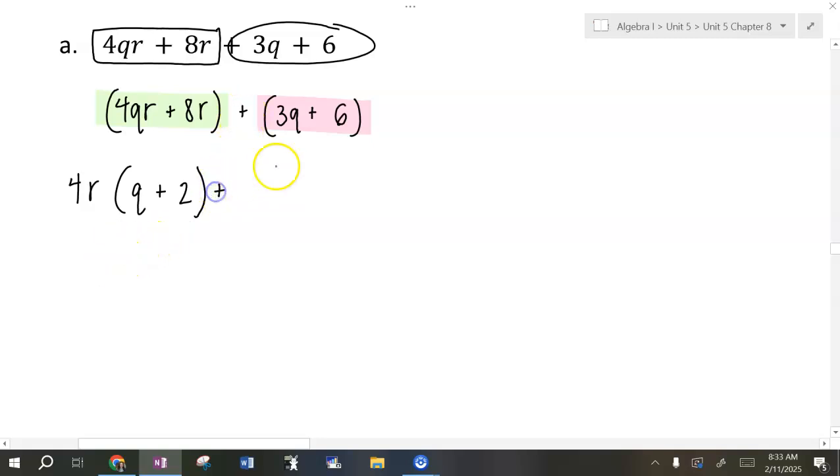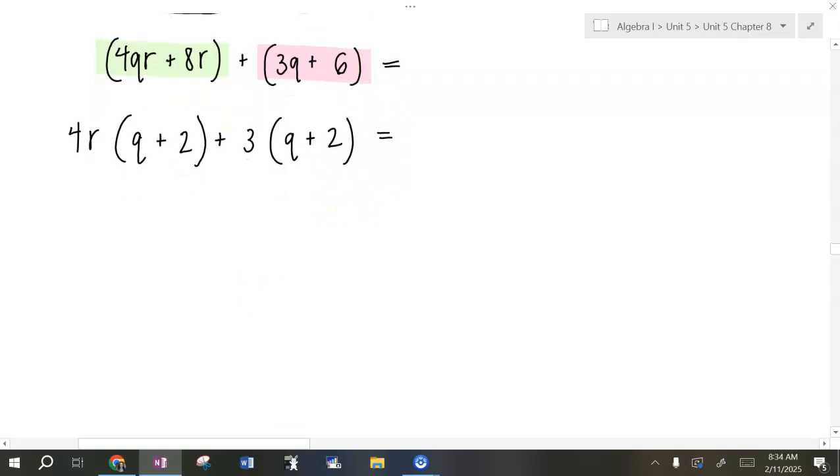Then I'm going to bring down my plus sign, and now I look at my second group. For 3Q and 6, it has a common factor of 3. When I factor out the greatest common factor of 3, it leaves me with Q plus 2. I know that's correct because that would give me 3Q plus 6. So I'm on the right track so far. Everything's equal to the line above it. Remember, everything always has to be equal to the previous line. Nothing can just disappear or change suddenly.